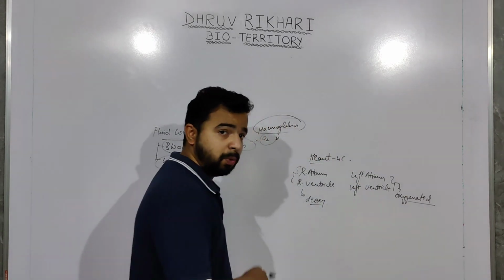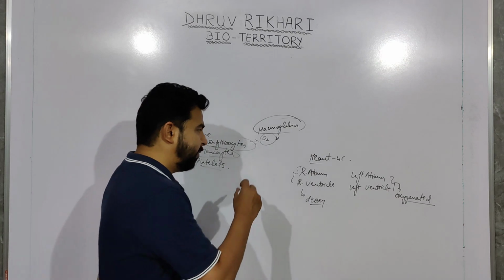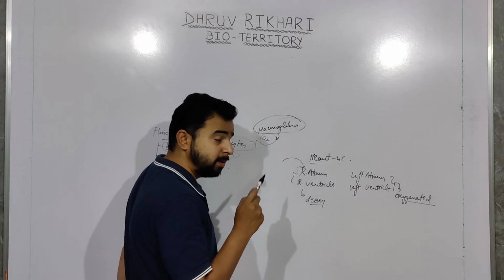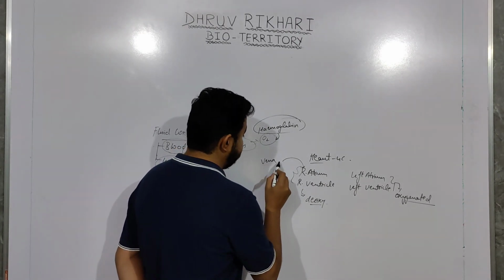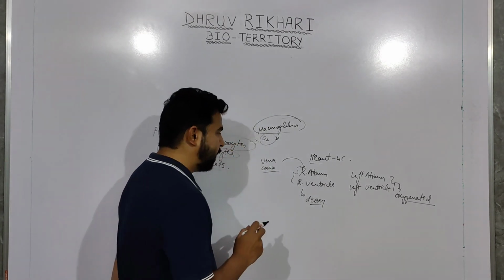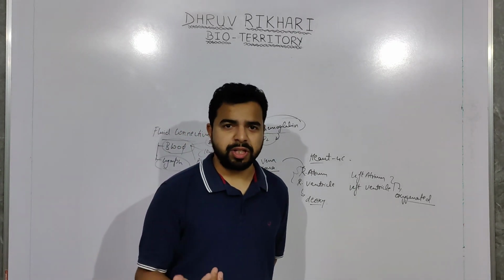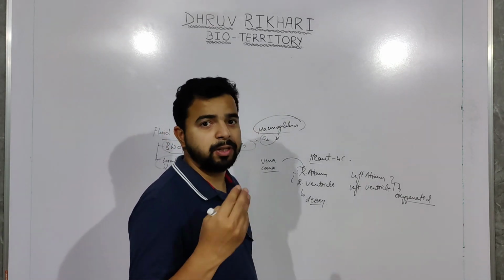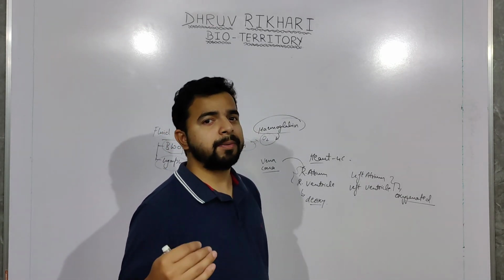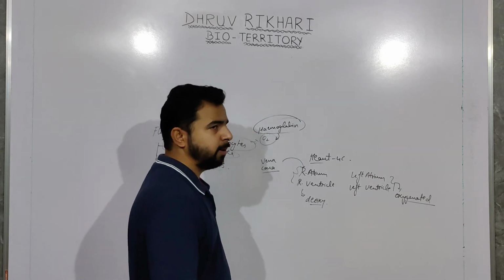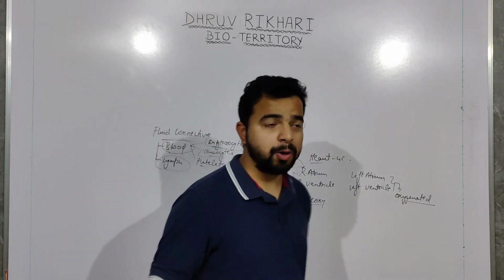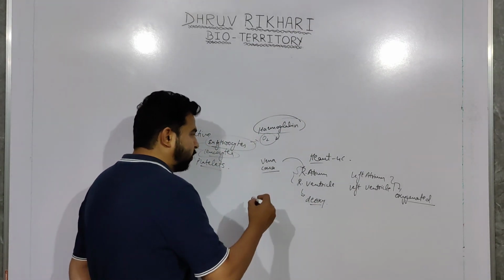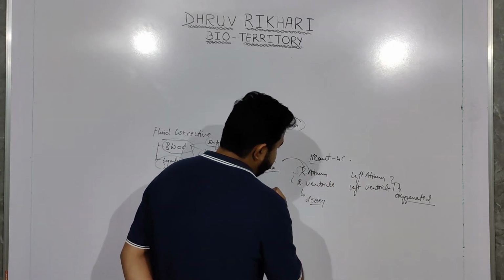Now how does this whole thing work? In the right atrium, the impure blood comes from the vena cava. So vena cava are basically the vessels which carry deoxygenated blood, and these are the superior and inferior vena cava. Superior means that they are carrying deoxygenated blood from the upper part of the body, and from the lower part of the body, the inferior vena cava carries the deoxygenated blood. And through these vena cava, the blood comes into the right atrium.